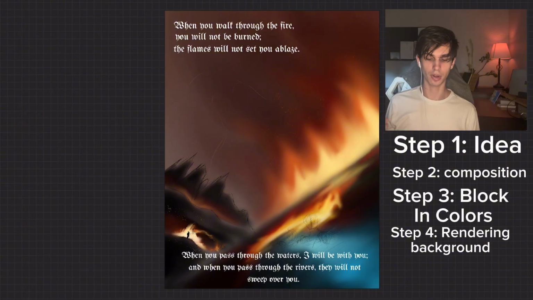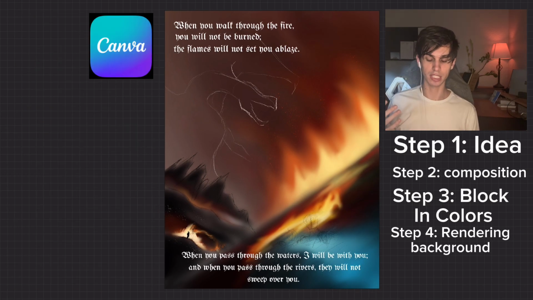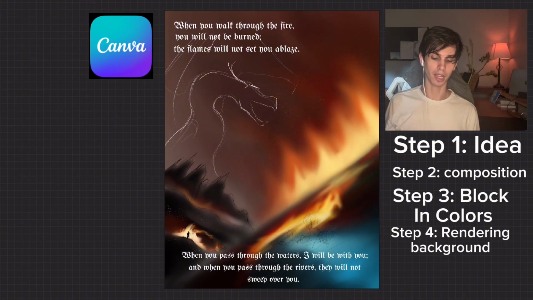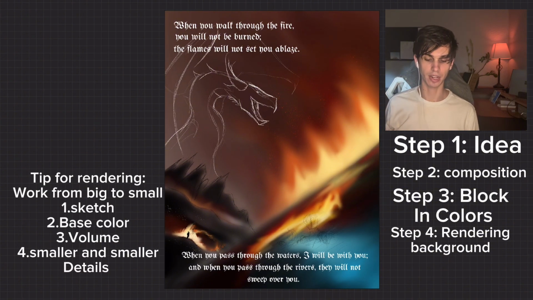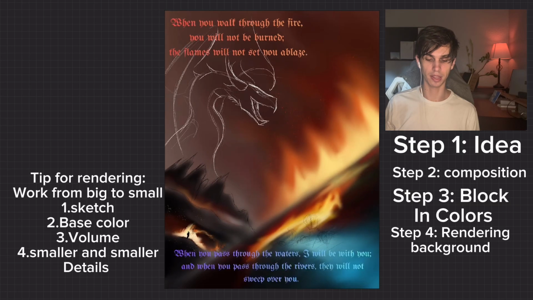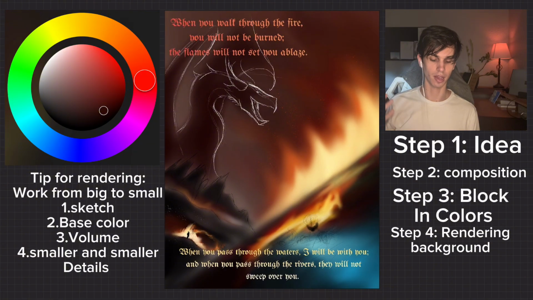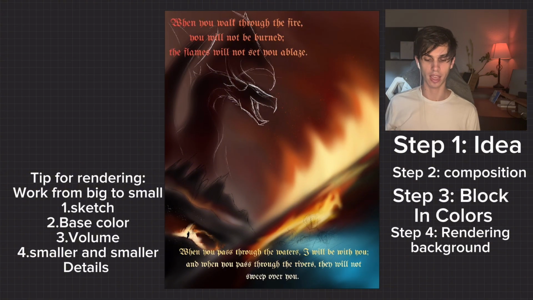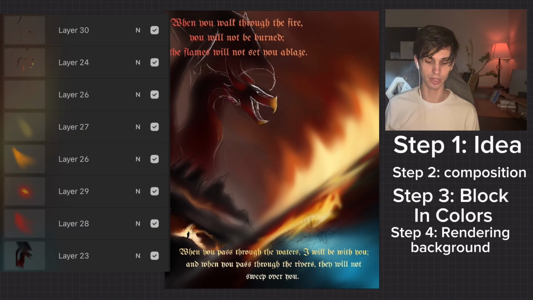And this is when I start blocking in the dragon using these 2 references, and also putting in the Bible verses. And I'm trying to figure out what color I want to make the Bible verses. And now on a separate layer, I'm going through and putting in the base colors of the dragon that I want. So I just went with a very dark red and black as well. And now that I put in the base colors, I'm trying to go in with the details as well.